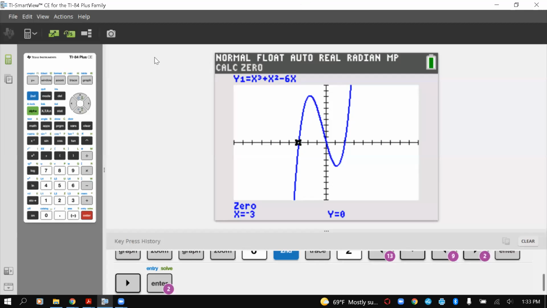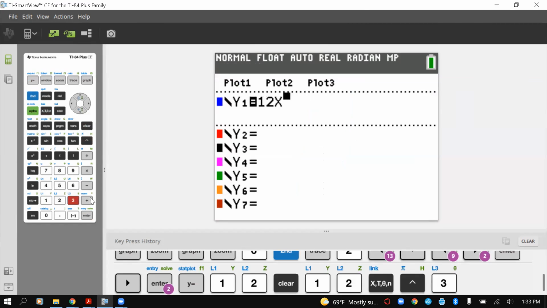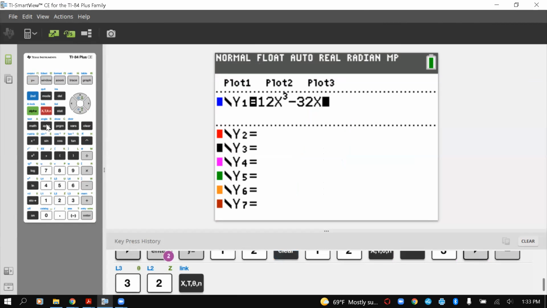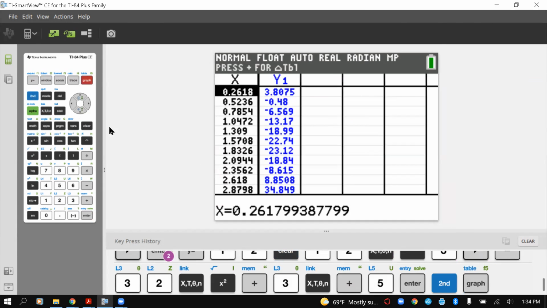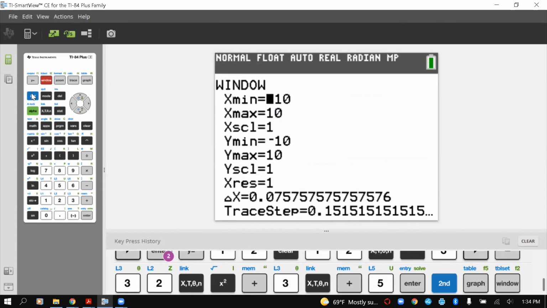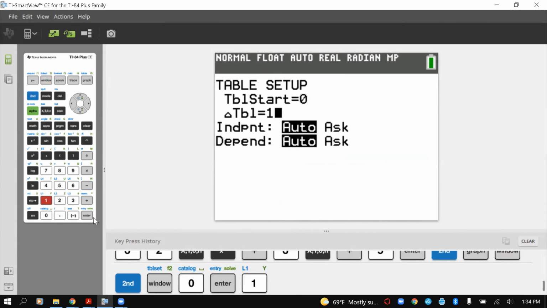I could take my TI-84 and type in the equation. 12x cubed minus 32x squared plus 3x plus 5. And then if you hit second graph, you can pull up the table, which is awful right now. Hold on, what do I want? Second table set. Tables start at 0, count by ones.